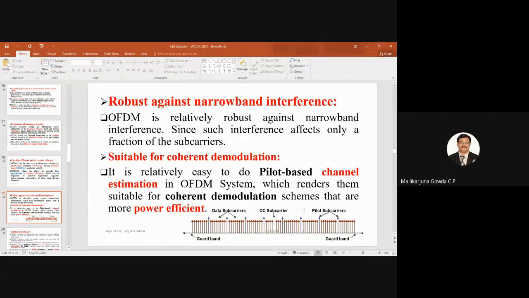At least you have an idea what is coherent and non-coherent, because we have discussed many coherent detection techniques in the previous semester, that is in digital communication. Any one of you, is it possible to say what is coherent detection? Is it possible to recall coherent?